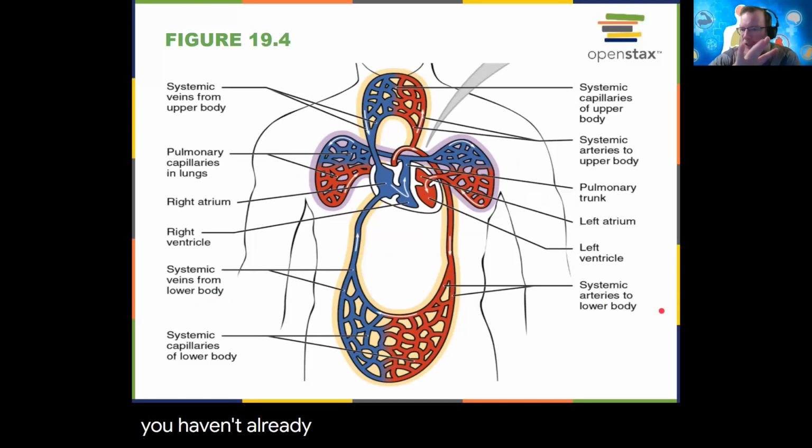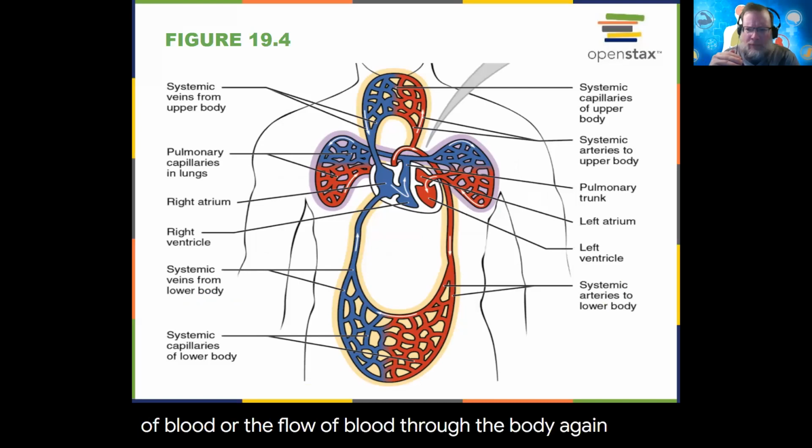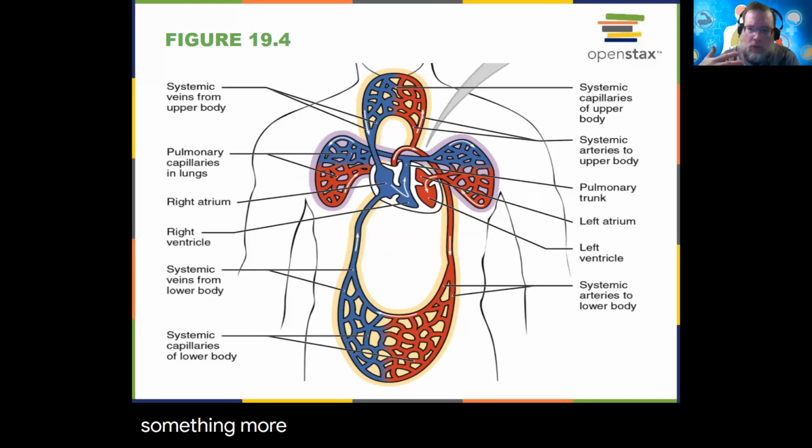This is the diagram of circulation of blood, or the flow of blood through the body. This is something we focus on a lot next semester when we do the more advanced or functional features of blood. But again, you need to be introduced to the very basics of how blood flows through the body.